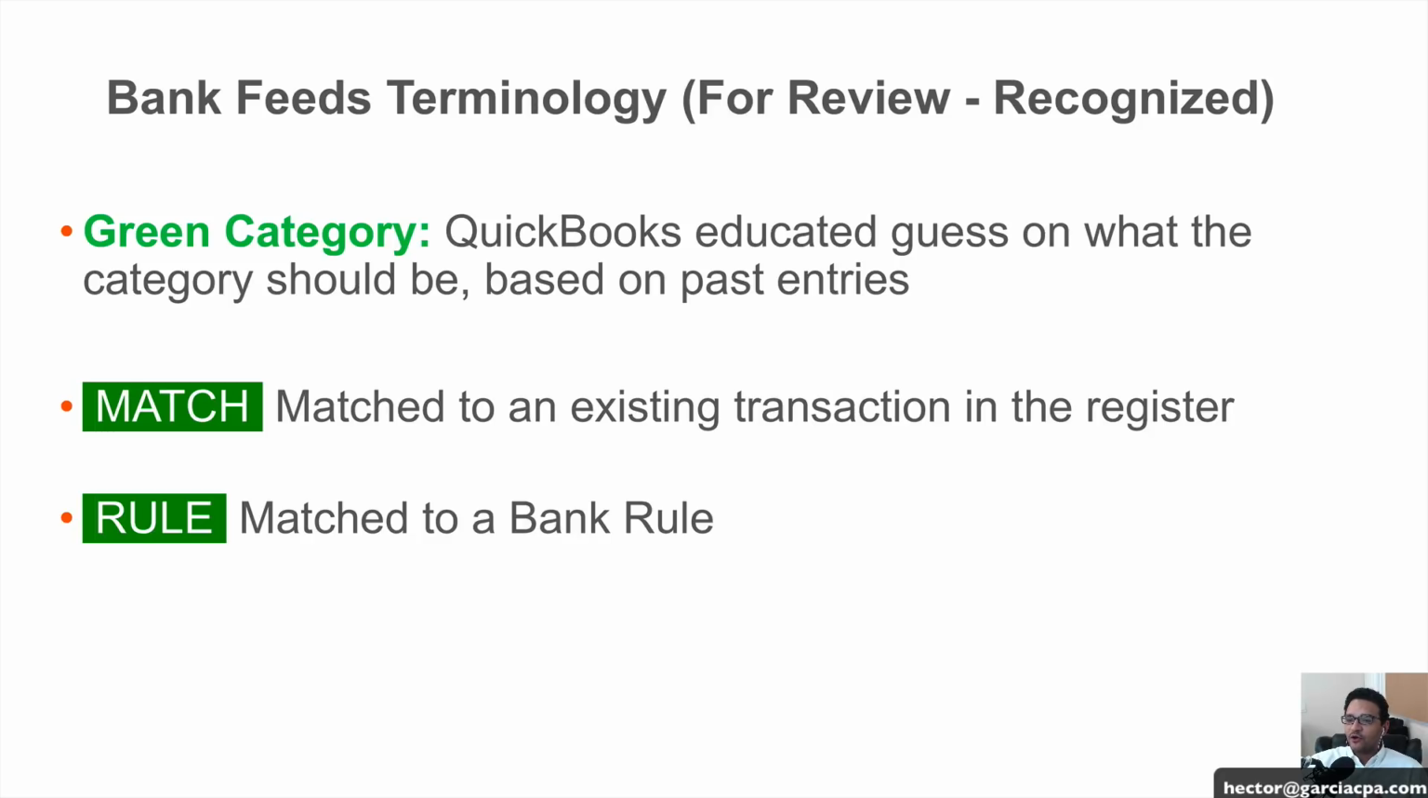So a green category means that QuickBooks took an educated guess about what the category should be based on a past entry. We'll do an example of that. Match means, again, that the transaction itself looks like it's related to a transaction that's already in QuickBooks. So it's suggesting you select match instead of create a new transaction.